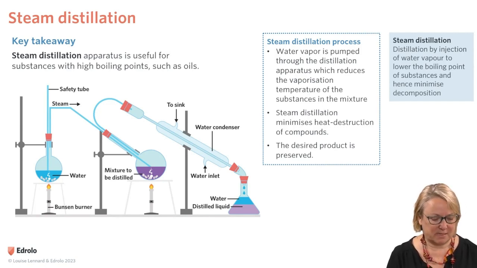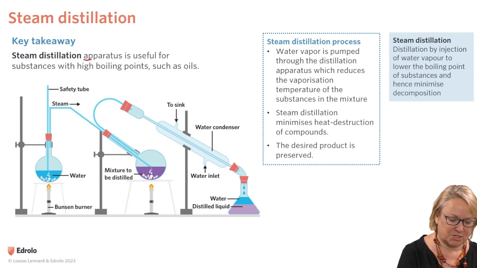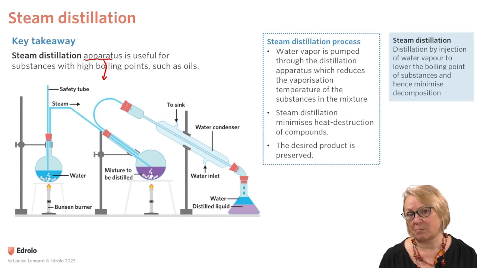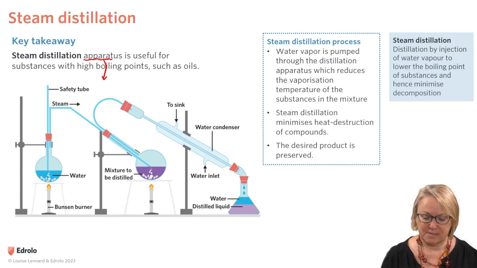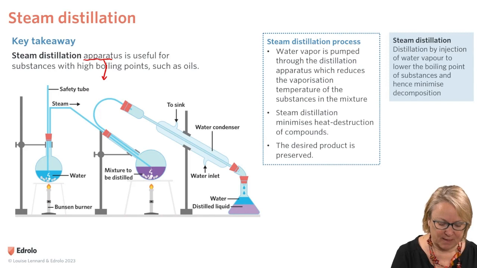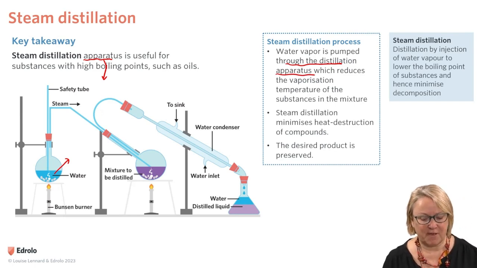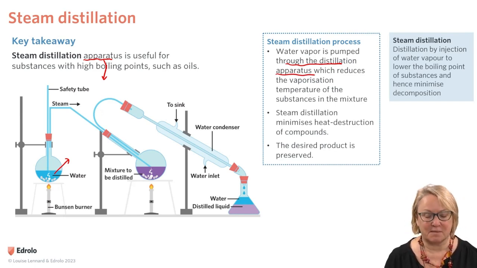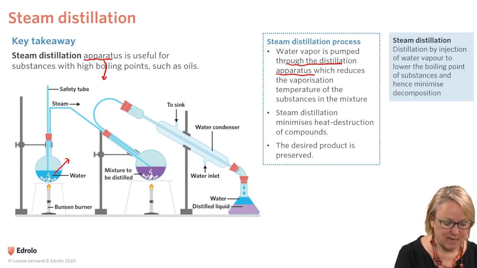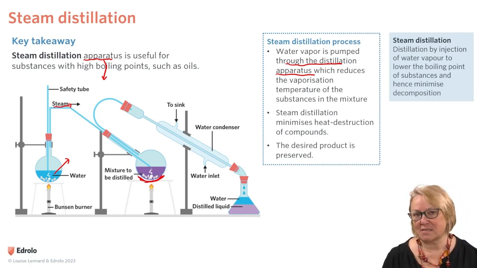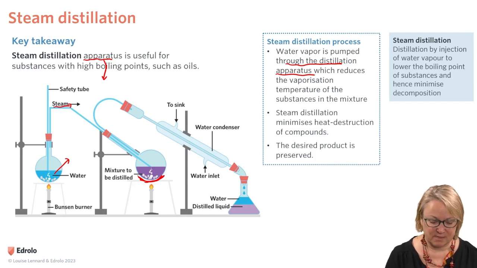So this is a diagram of steam distillation apparatus, and it's useful for substances with high boiling points such as oils. In the process, water vapour, so we've got water here, is pumped through the distillation apparatus, which reduces the vaporisation temperatures of the substance in the mixture, and then the steam is fed into the mixture to be distilled, and the steam distillation minimises heat destruction of compounds.